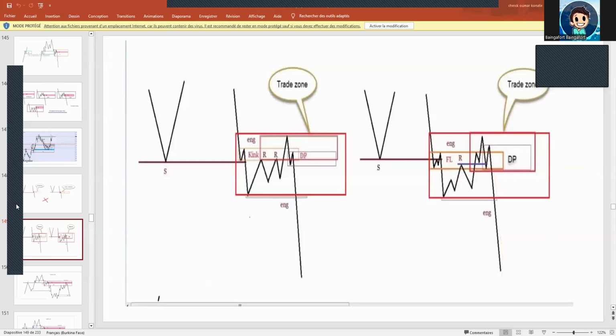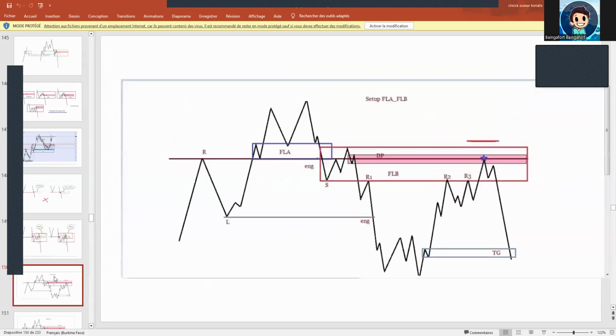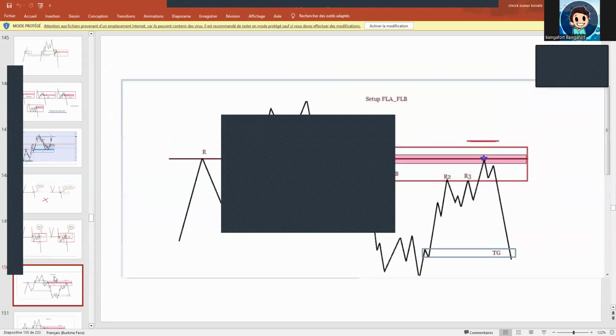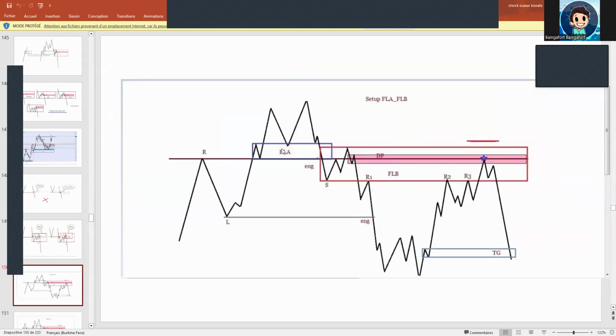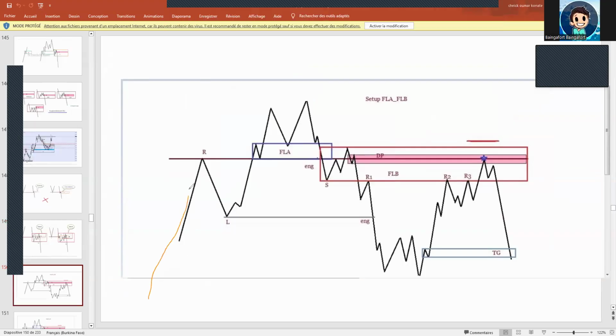Okay, let me show you the golden setup about flag limit in the market. We call it flag E, flag B. Market is moving up like that. You have resistance there and go down. You have low there and move up. Break this resistance there and you have first flag here.